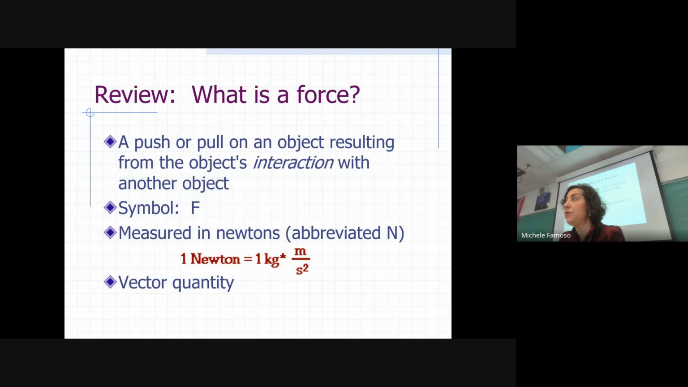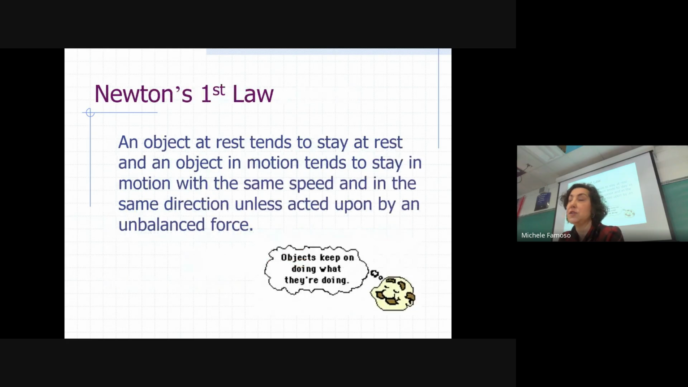So to quickly review what we talked about in section A, remember that a force is any push or pull on an object because of how that object is interacting with other things. We use a capital F to represent forces. It's a derived unit called a Newton, which is equivalent to a kilogram times a meter per second squared, and all forces are vectors, so we'll be drawing them with arrows.